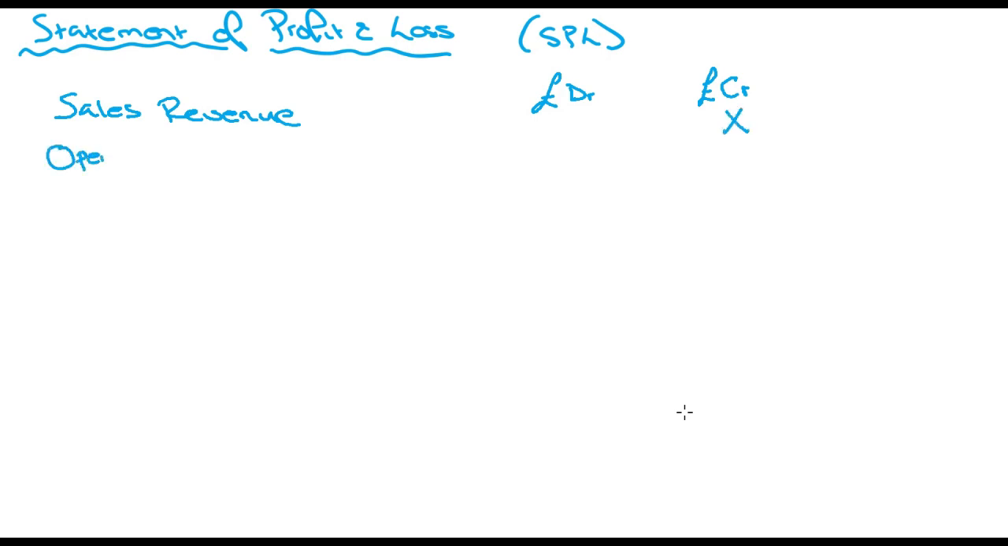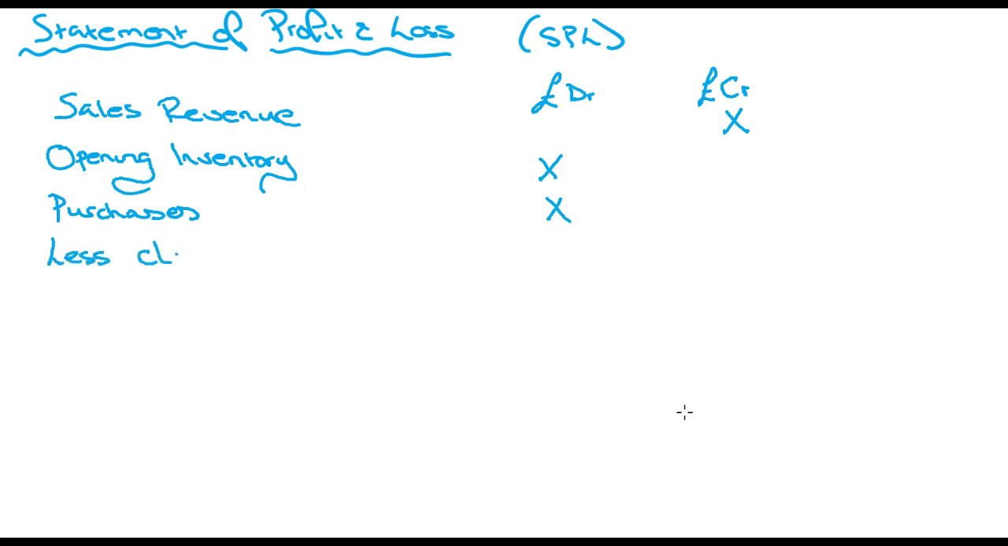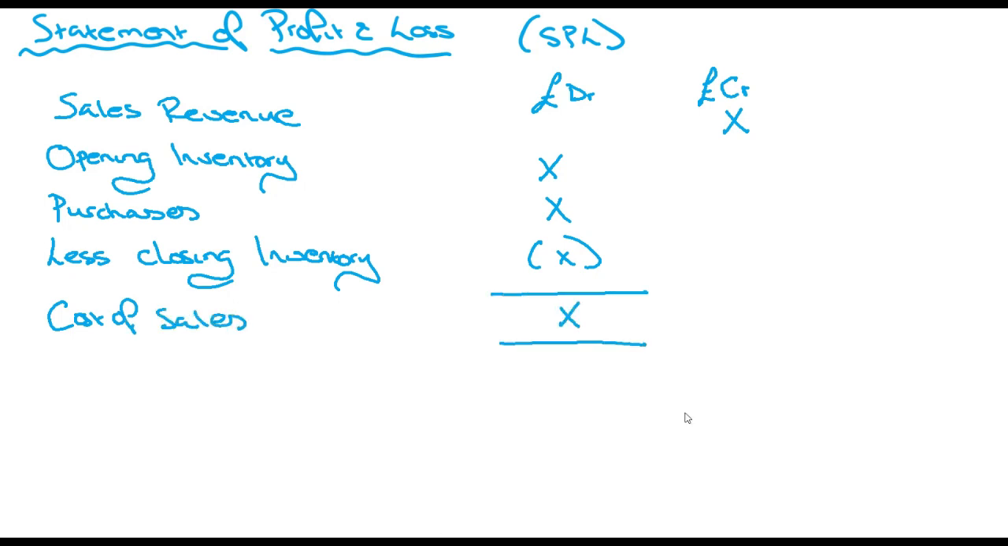You have opening inventory. So that is whatever the closing inventory for last year was in the statement of financial position. So this is a debit. And then you have purchases, which costs are a debit. And then we have closing inventory. So we want to take closing inventory off this, which looks like that. And then we've got the total cost of sales.